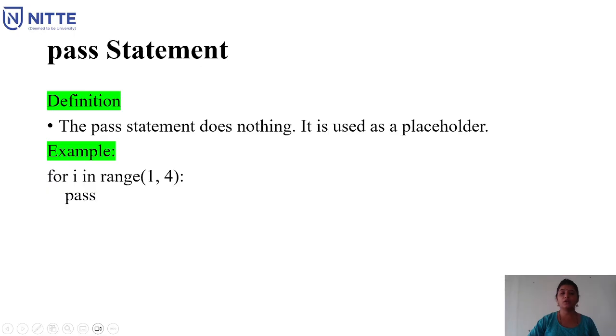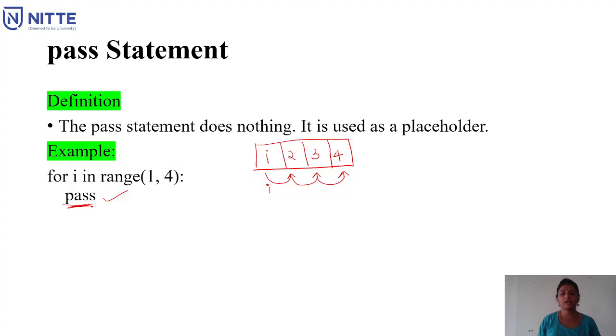For i in range of 1 to 4. So what's happening over here? You will be reading 1, 2, 3, 4. The for statement is going to read one by one all the digits using the i variable. But what next? What does your for statement have to do? It is reading, but what does it have to do? Does it have to print, or check a condition, or do something? We are stuck. We don't know what to do. At this particular time, you use the word pass. It just passes over and there will be nothing printed on your output screen.